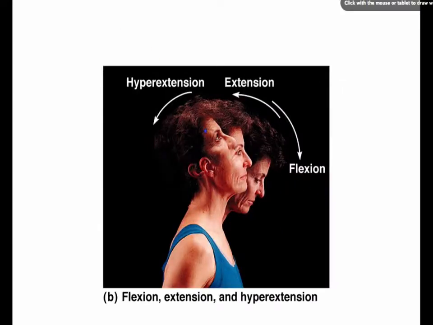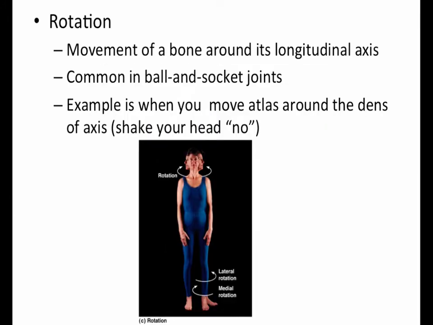So flexion would be decreasing the angle from your chin to your sternum. That's flexing. Extending would be going back up, like this picture here, and then hyperextension would be bringing your head back this way. So I think those ones are pretty obvious. Let's go ahead and move towards the next one.